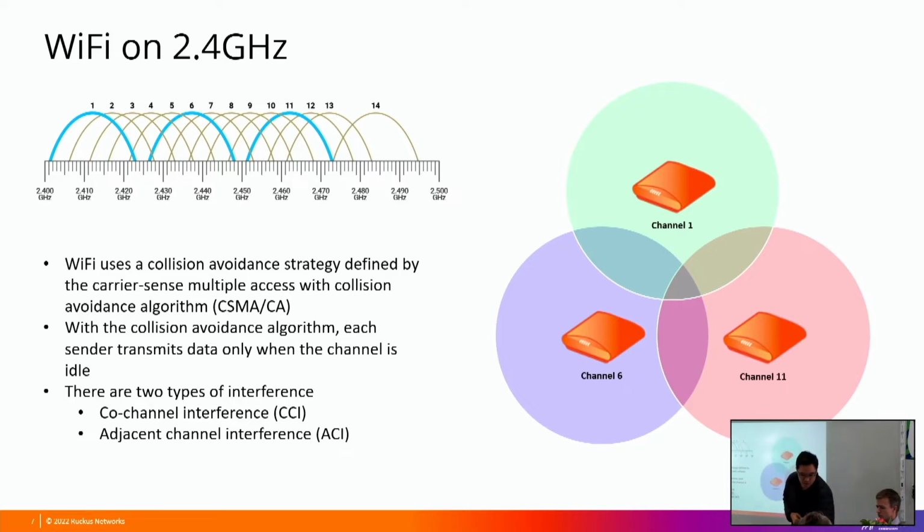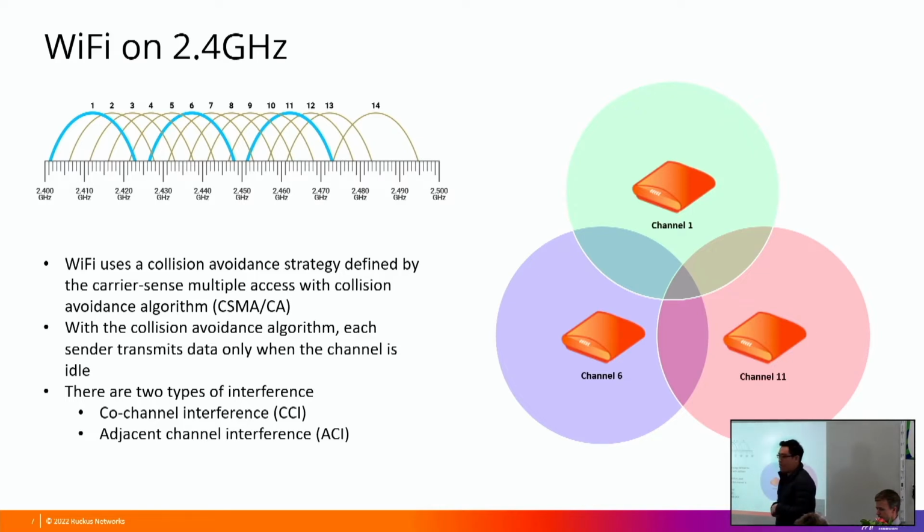So yeah, that's collision avoidance. So there's two types of interference. You've got co-channel interference and adjacent interference. Adjacent channel interference is when there are devices that are on the same overlapping frequency. So typically you want to have them spaced out so that they don't overlap. But if there is overlapping, then that's called adjacent interference.